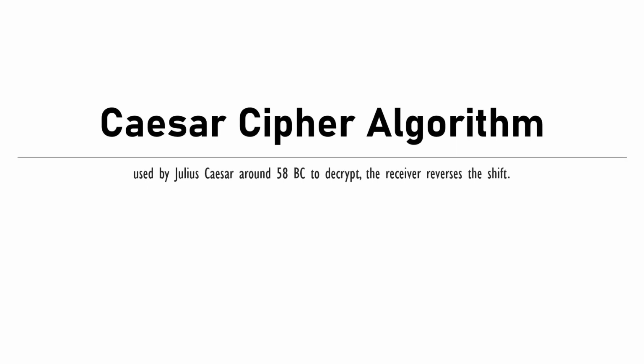So at first, what is Caesar Cipher? It is known as one of the earliest cryptography techniques, invented by Julius Caesar in 58 BC. It is a substitution cipher technique where each letter in the plaintext is shifted by a certain number of places in the alphabet.